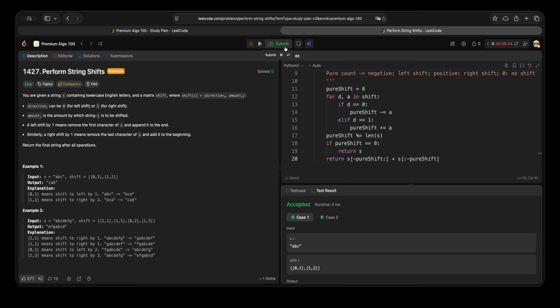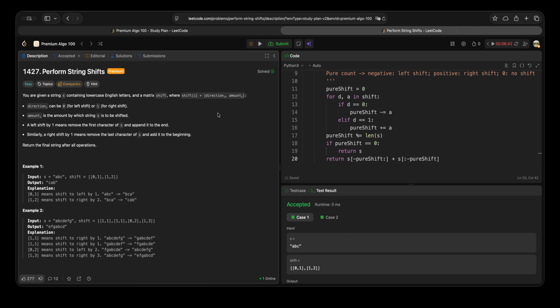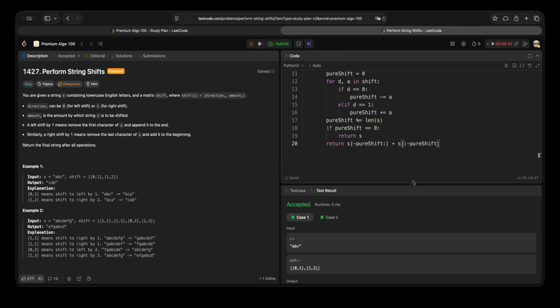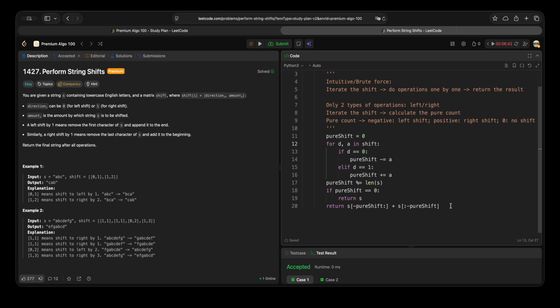Okay, it's accepted, and let's submit it. All right, it actually works. That's great news. But before we leave, what's the runtime, right? Well, since we still have a for loop, and it is iterating through the entire list of shift, the runtime is actually still big O of n. Okay, all right. Thank you so much.